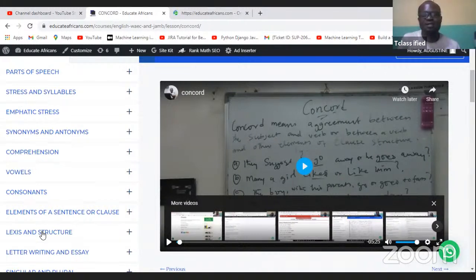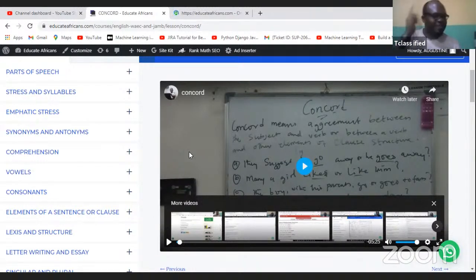Concord means agreement between the subject and the verb. That's what I've been saying all this while, even before I opened this. Concord is simply the agreement between the subject and the verb, or between a verb and other elements of a class structure. So there has to be this agreement. Let's take an example. Do you say they suggest he go away, or do you say they suggest he goes away?